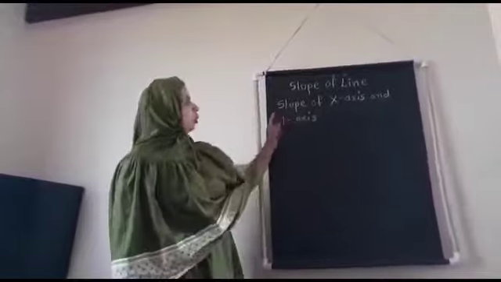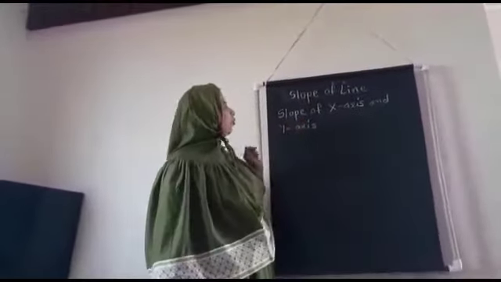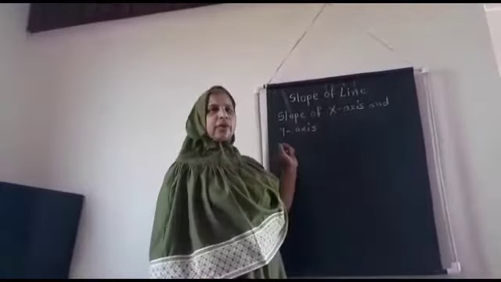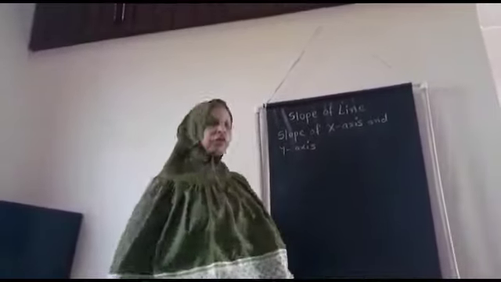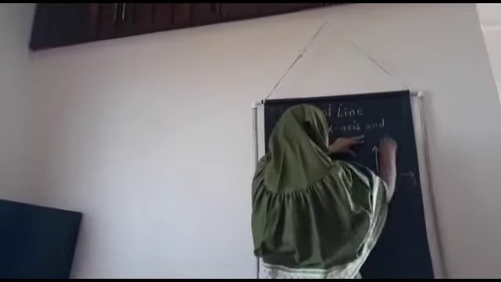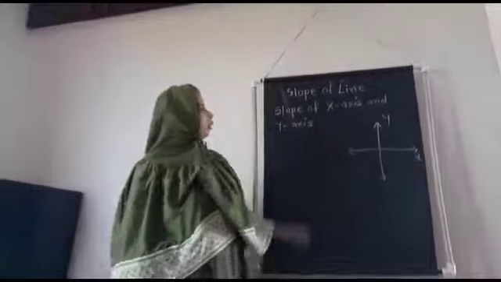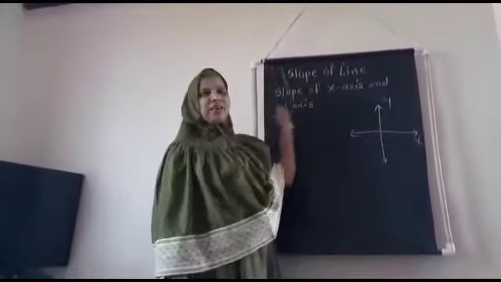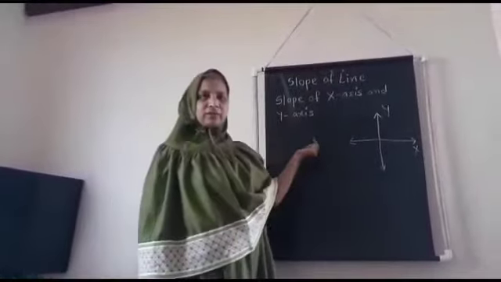Now we are going to derive the formula when the points are present on the respective axes, that is the x-axis and y-axis. For that, we will consider here the coordinate system, x-axis and y-axis. This is the x-axis and this is the y-axis. Now first we derive the formula for the slope of the x-axis. What is the slope of the x-axis?